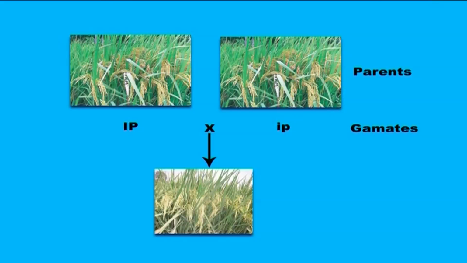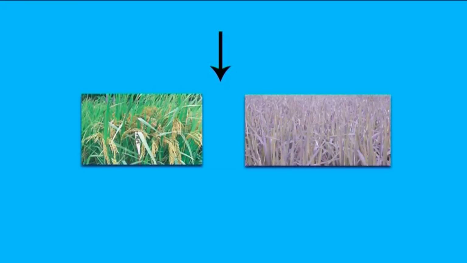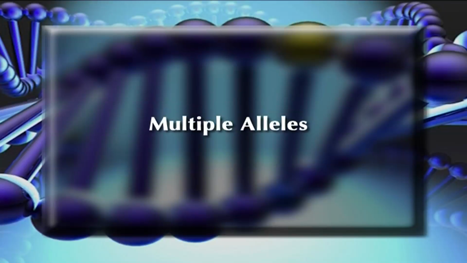When two homozygous plants having green leaves are crossed, they produce hybrid green in the F1 generation. But when F1 hybrids are self-pollinated, they produce green and purple-leaved plants in the ratio of 13:3 in the F2 generation. Number 7. Multiple alleles.